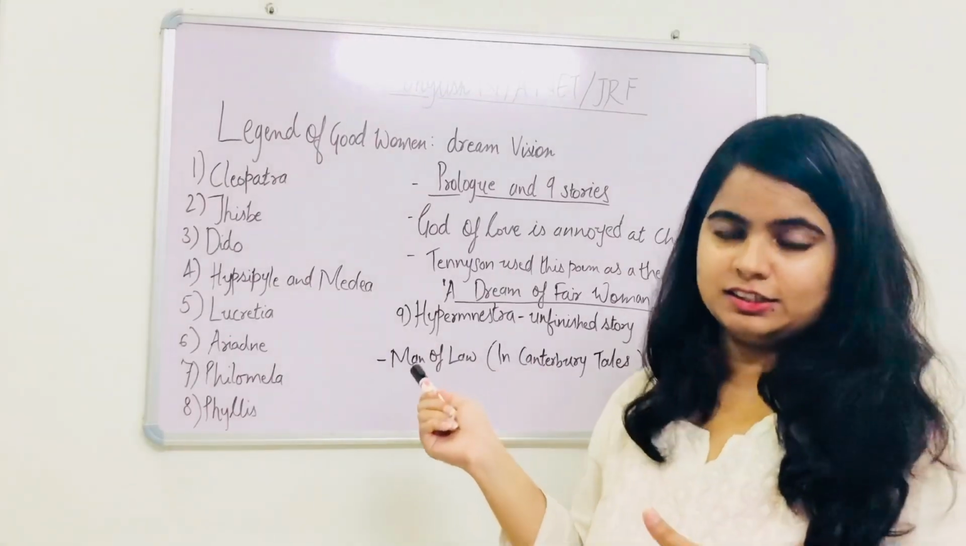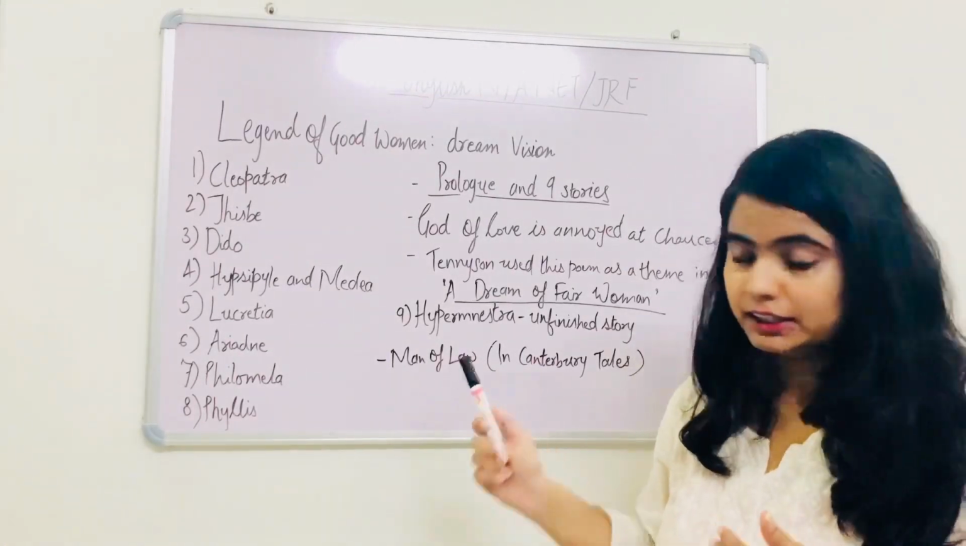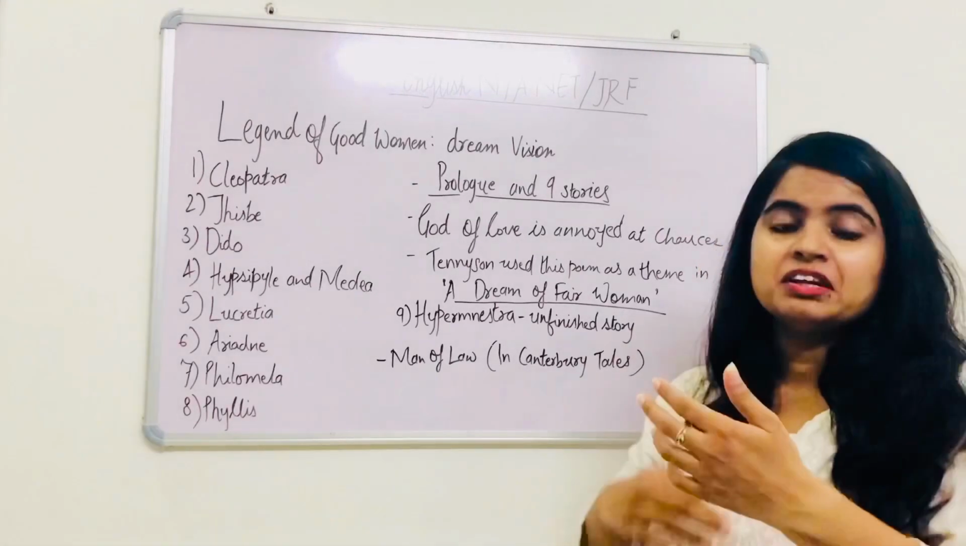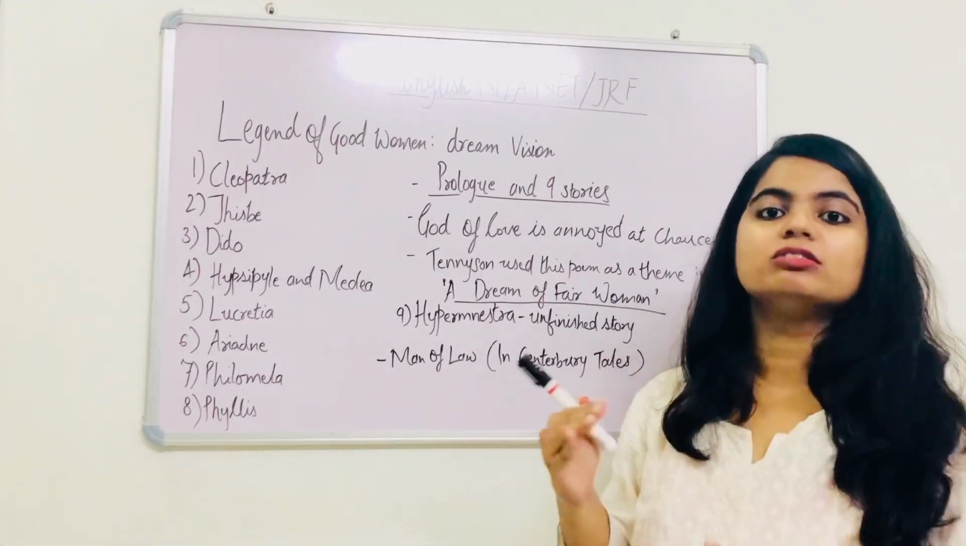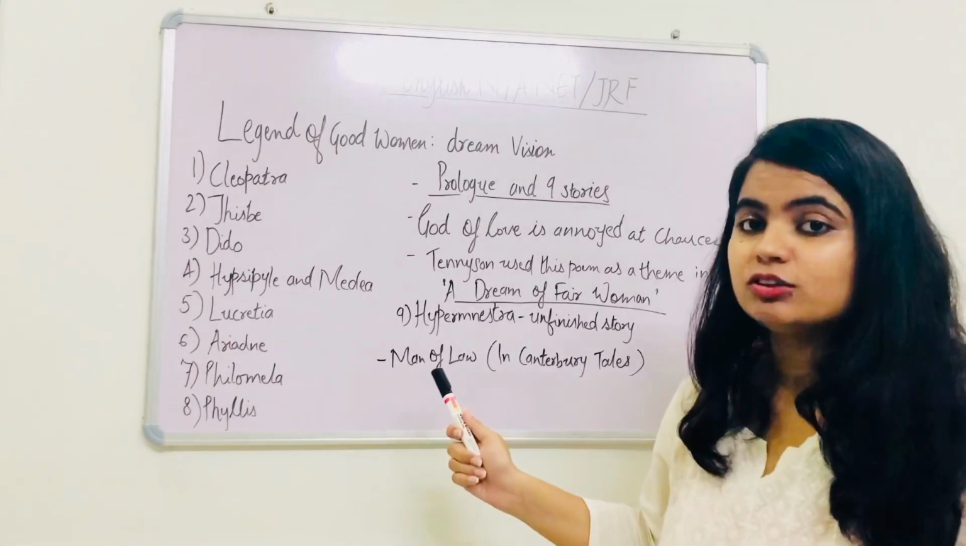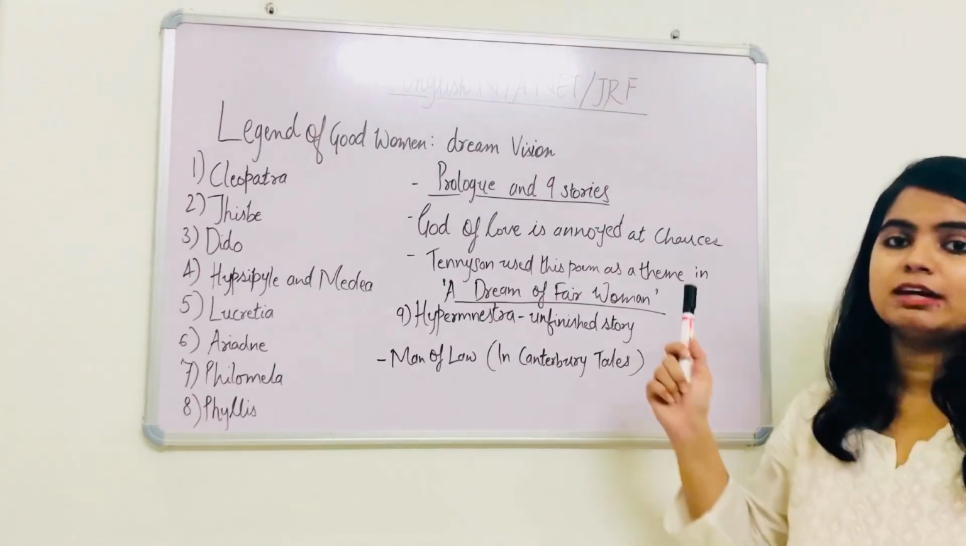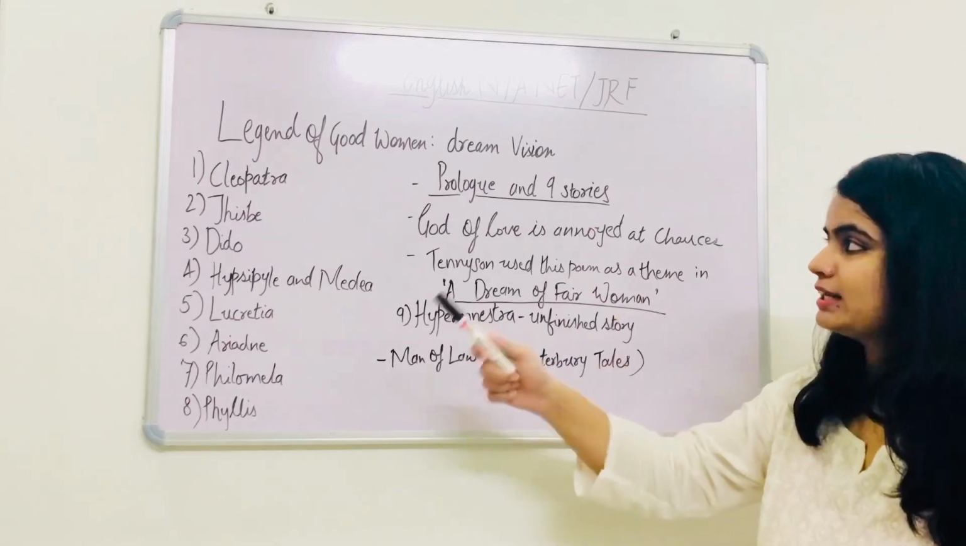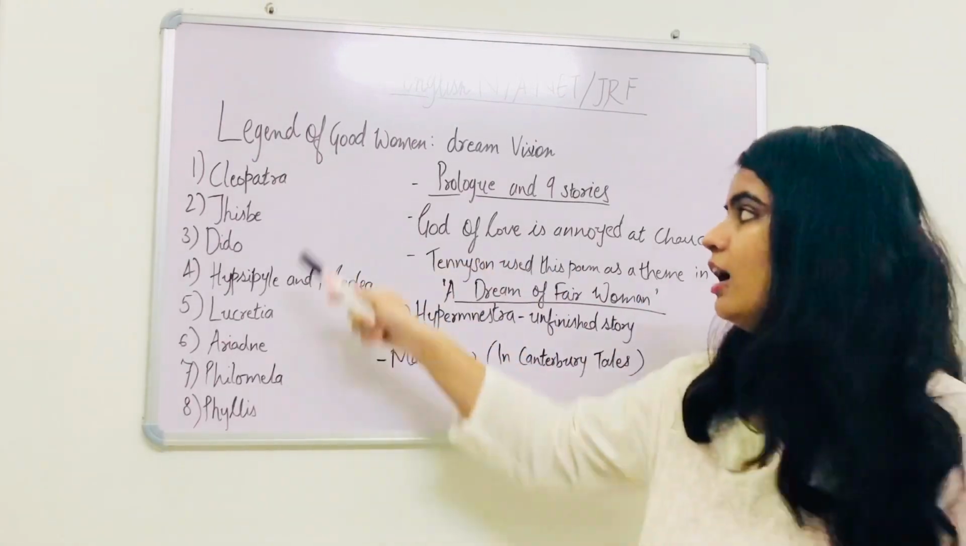The second important detail is that in Canterbury Tales, Chaucer has a character called the Man of Law. So the Man of Law describes in detail the Legend of Good Women. So this is another important thing to remember. In Canterbury Tales, the Man of Law explains further details of the story of the Legend of Good Women.